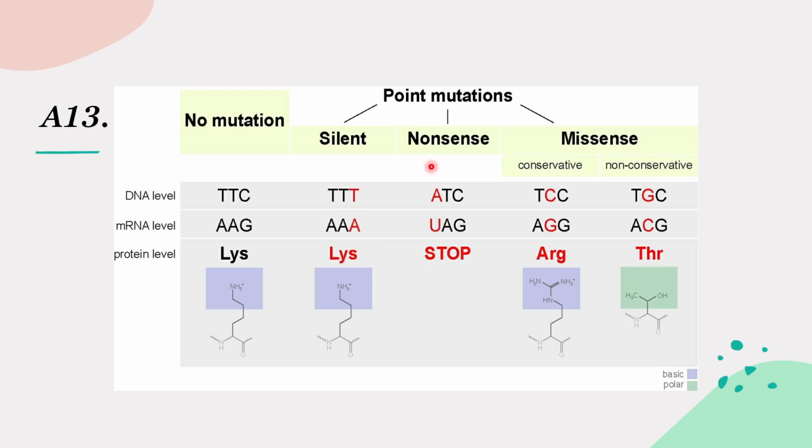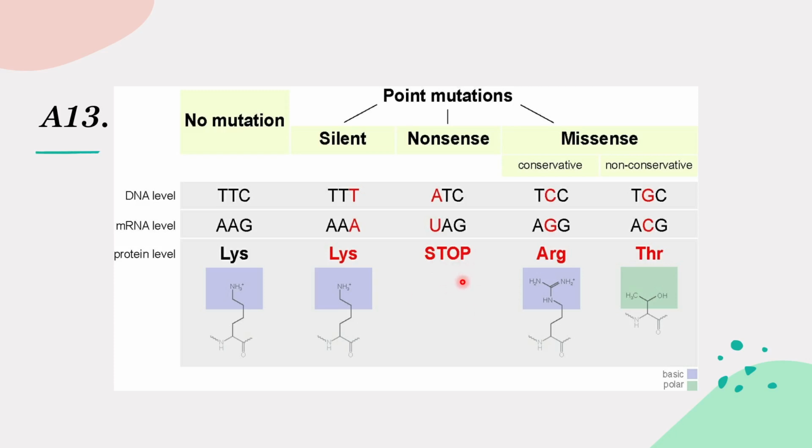In case of nonsense mutation, what is happening? If it is a codon like ATC and A is mutated to U, then it will be called UAG at the mRNA level. If it is UAG at the mRNA level, then it will act as a stop codon for the translation process. So it won't be responsible for any amino acid, and the translation will be stopped there.